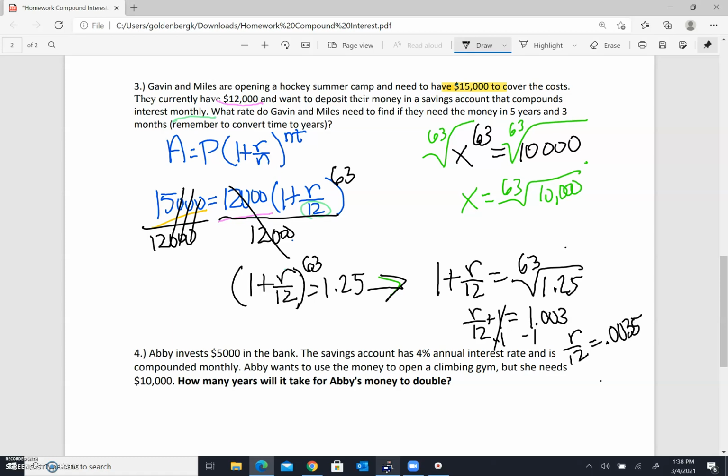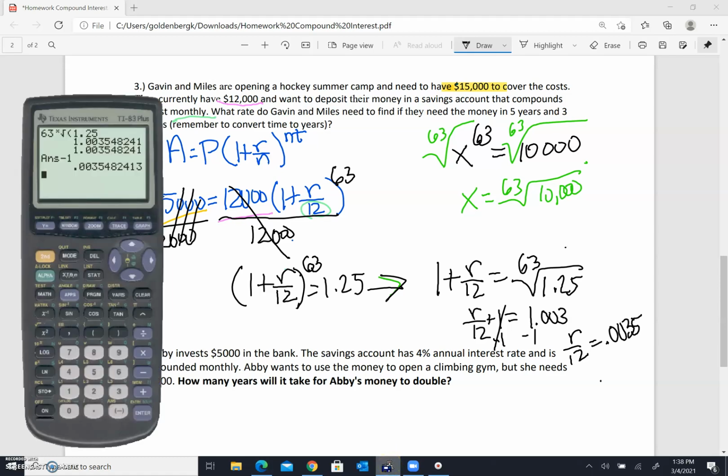Notice I'm using my exact answer this whole time, right? I'm immediately subtracting by 1. That calls back my second answer. And then I'm just going to do my last answer times 12 to undo the division. So r equals 0.0425.